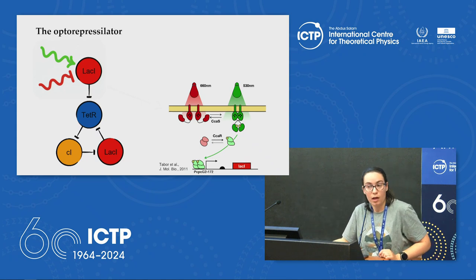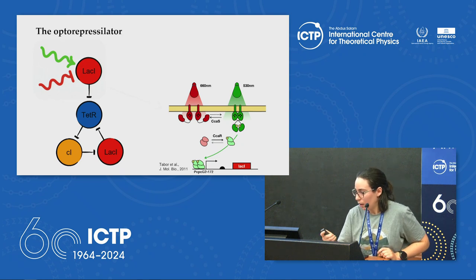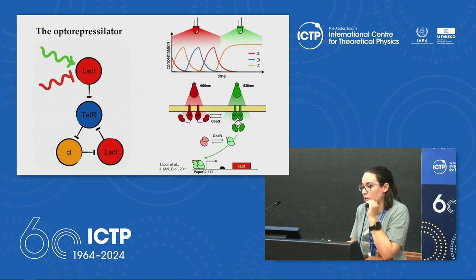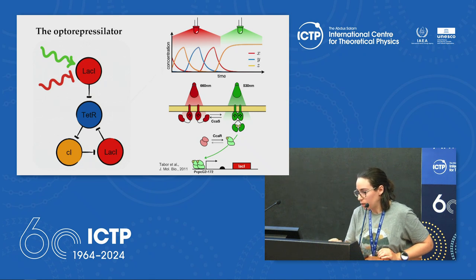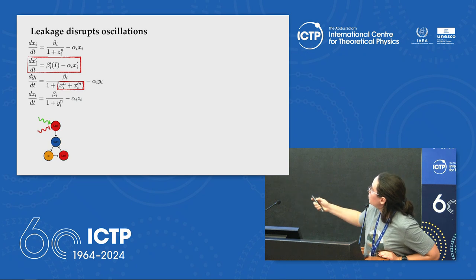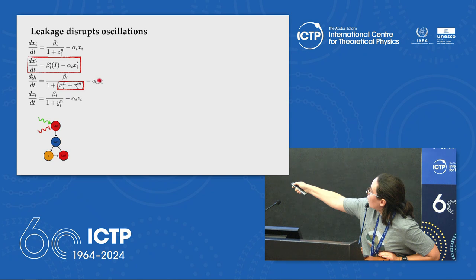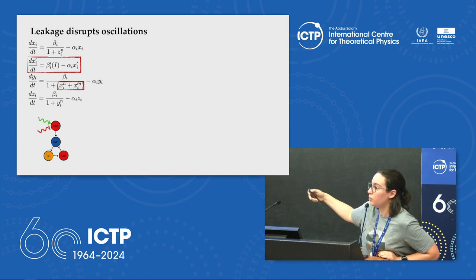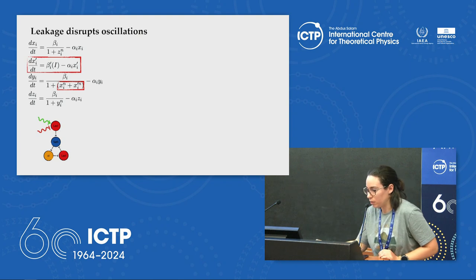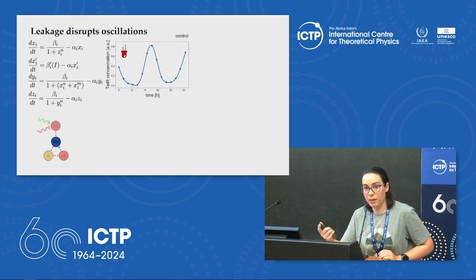Now, the intended behavior of this circuit is that with red light, the system oscillates as usual, while with green light, we force the system to a fixed state in which the blue protein is turned off and only the yellow protein is visible. Okay. This is the mathematical implementation of our system. We are basically adding another equation for X prime, which is the red protein, which is just regulated by light. And it's just the same as X in regulating the Y protein. Now again, this was our expected behavior.